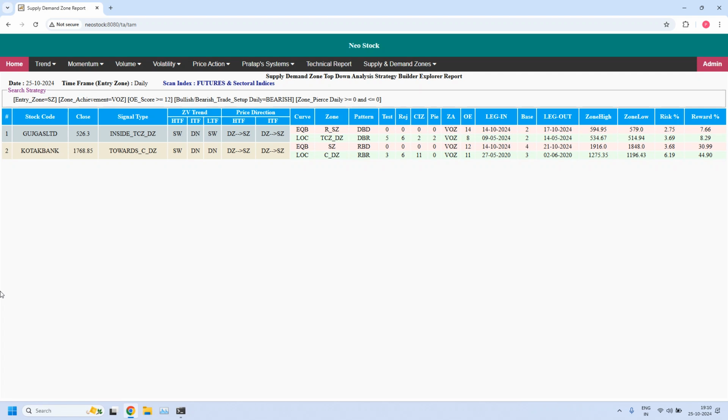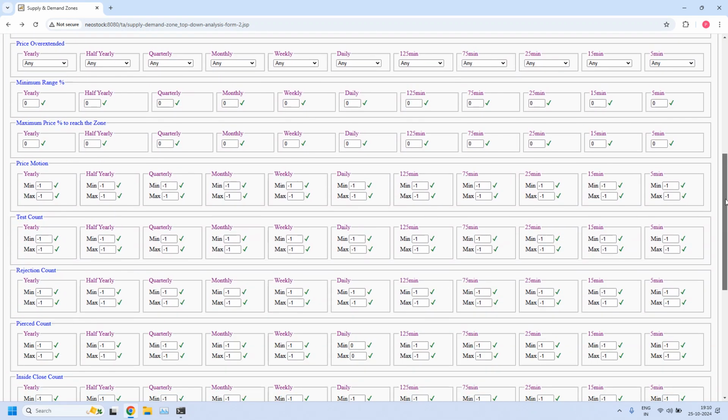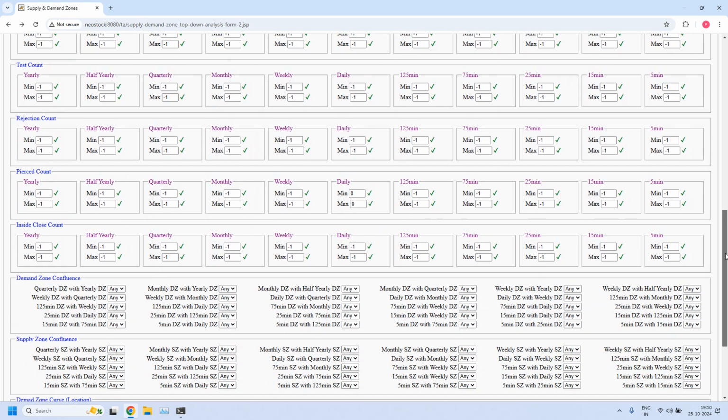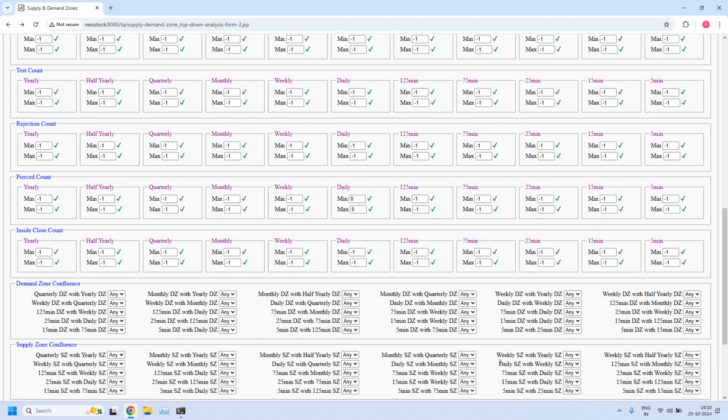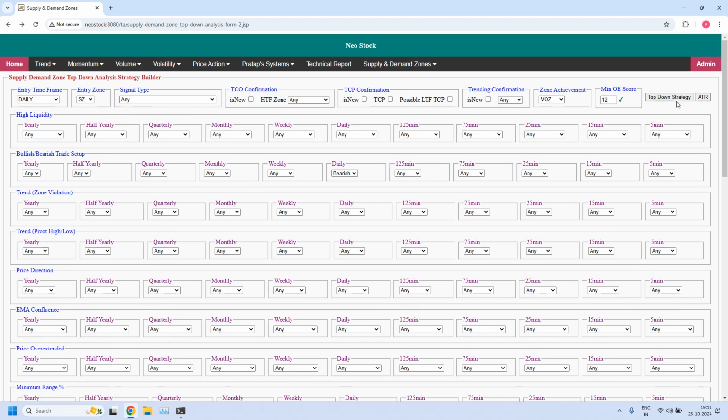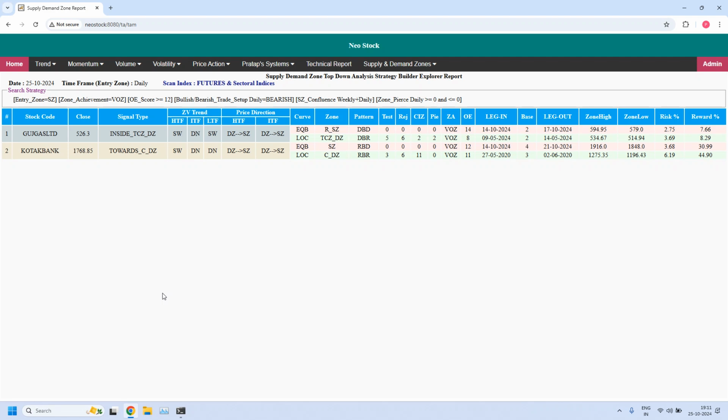That is entry time frame daily. Now let's verify whether any of these zones are having an ITF confluence. That is daily demand zone having a confluence with, not daily demand zone, because these are supply zones, bearish trade setup. So daily supply zone having confluence with weekly supply zone. If anything is having, it is a high probability setup. Let's verify. In the supply zone confluence, daily supply zone with weekly supply zone confluence filter I enabled. With this filter, we got both the stocks. That means both the stocks are having a confluence with weekly time frame.